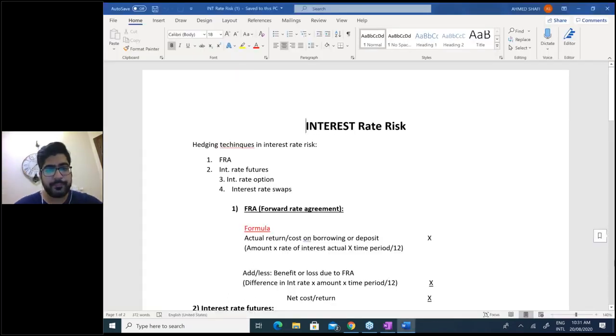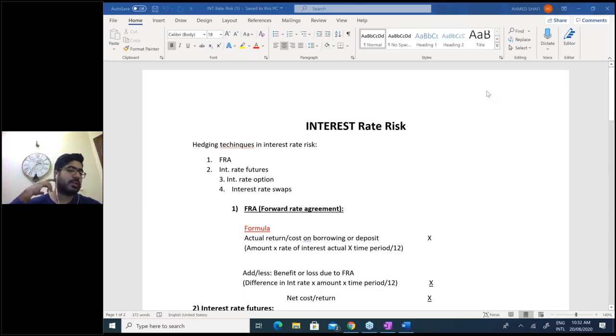Yesterday we discussed 3 hedging techniques. The first hedging technique was FRA, forward rate agreement. The second was futures, and the third was interest rate options. So basically, in all techniques, the main basic thing was the rate fixation. Like in FRA, we used to fix a rate for a future transaction. In interest rate futures, we basically fix a rate, but the difference is standardization. And in interest rate options, it's again rate fixation, but we only get a right, not an obligation.